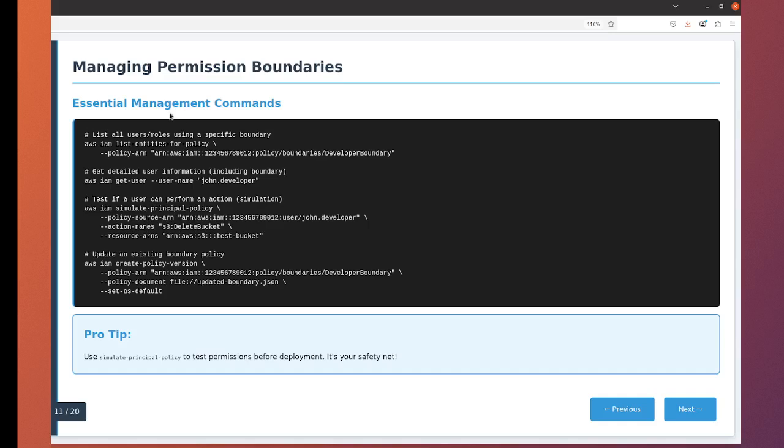The get-user command shows you all the details about a user, including their attached boundary. This is your go-to command for troubleshooting permission issues. The simulate-principal-policy command is like a what-if analyzer. You can test whether a user or role would be able to perform specific actions without actually attempting them. This is invaluable for testing boundary effectiveness. Use these commands regularly to ensure your boundaries are working as expected and to troubleshoot any permission issues that arise.